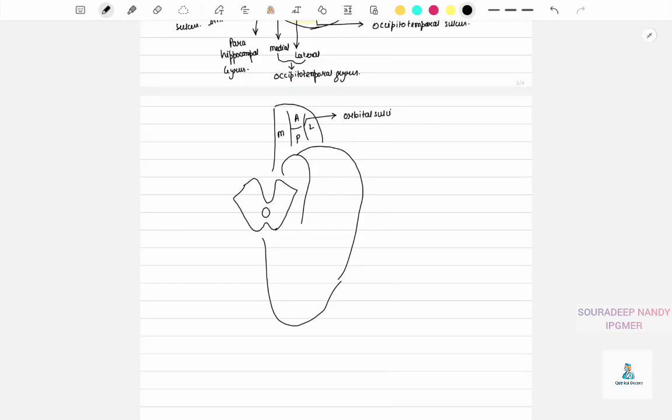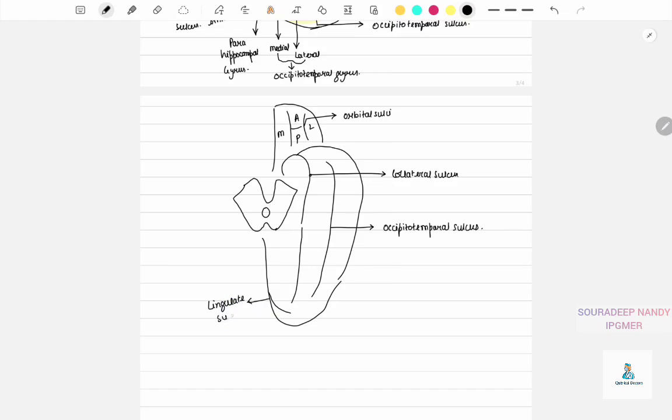In the temporal surface, the inferior surface, there are two prominent sulci. The medial one is called the collateral sulcus. The lateral one is called the occipitotemporal sulcus. Again, there are two more sulci at the occipital pole. One is the lingual sulcus, another is the post-calcarine sulcus.